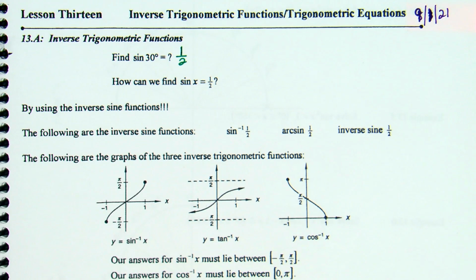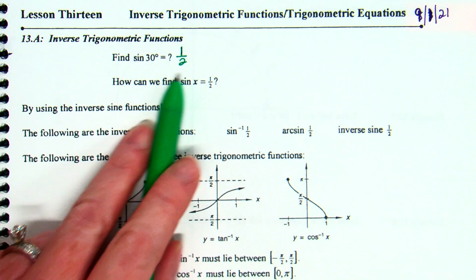You know it's 30, right? Because we're asking sine of what angle equals 1/2. But how could the calculator help us? Because technically, if I go to my calculator and I punch in sine of 30 degrees, as long as I'm in degree mode, it's going to tell me 0.5, right? How can I do this on calculator?